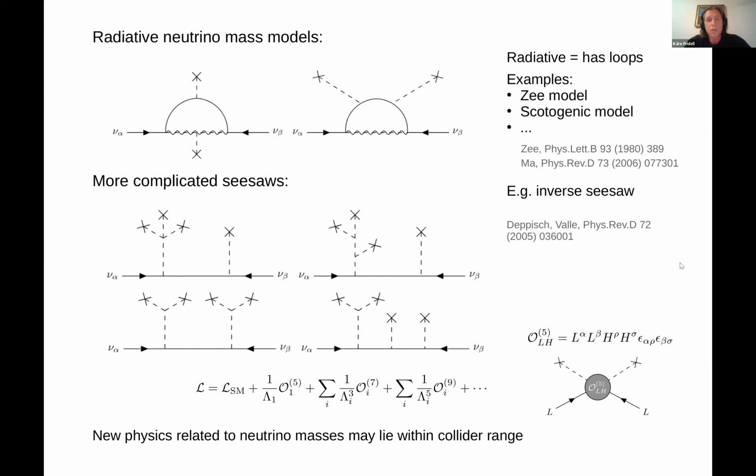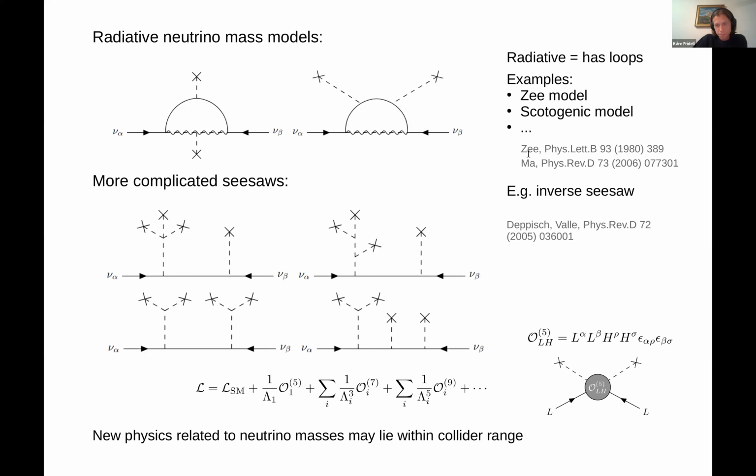Going a bit more advanced, we could also have radiative neutrino masses. And by radiative, I simply mean that there's a loop involved in the diagram. And because there's a loop, it's a closed process, so it can, in principle, have any kind of quantum numbers it wants in this loop. So this can involve things like quarks and leptoquarks and all kinds of particles. Some notable examples, which are maybe the most famous ones, are the Zee model and the scotogenic model, but there are countless others.